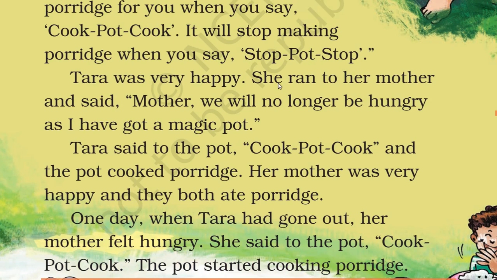Tara was very happy. She ran to her mother and said, "Mother, we will no longer be hungry as I have got a magic pot." Tara said to the pot, "Cook pot, cook," and the pot cooked porridge. Her mother was very happy and they both ate porridge. One day when Tara had gone out, her mother felt hungry. She said to the pot, "Cook pot, cook." The pot started cooking porridge.